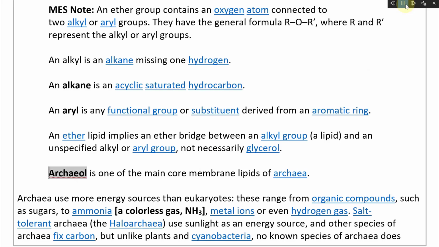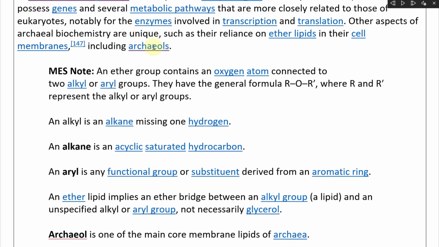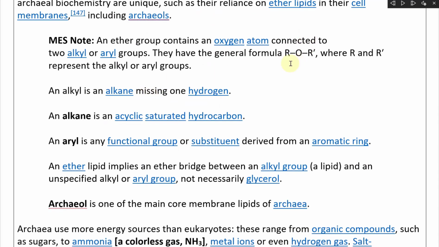Let's see this again. Archaeal is one of the main core membrane lipids of Archaea. And that's this archaeal right here. So they have these ether lipids, these types of lipids there.